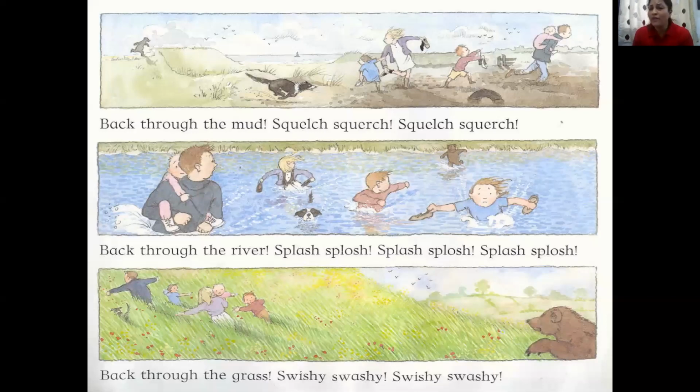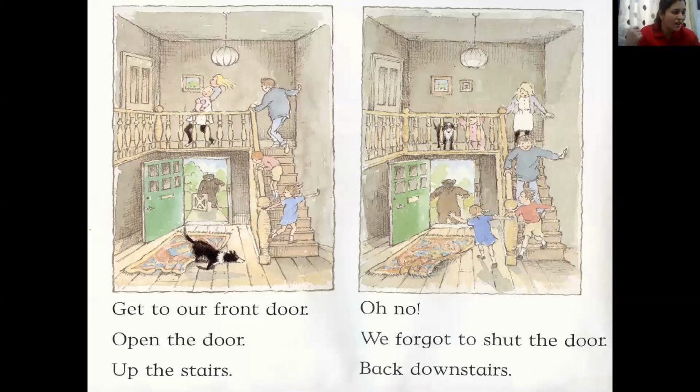Oh, it's the baby tall grass. It's the grass. How did we come through this grass? Swishy, swashy, swishy, swashy. Run, run, run. That is the house. Open the door. See, they're opening the door. Get to the front door. Open it. Run upstairs. Oh no, they forgot to close the door. They again come down. Close the door.